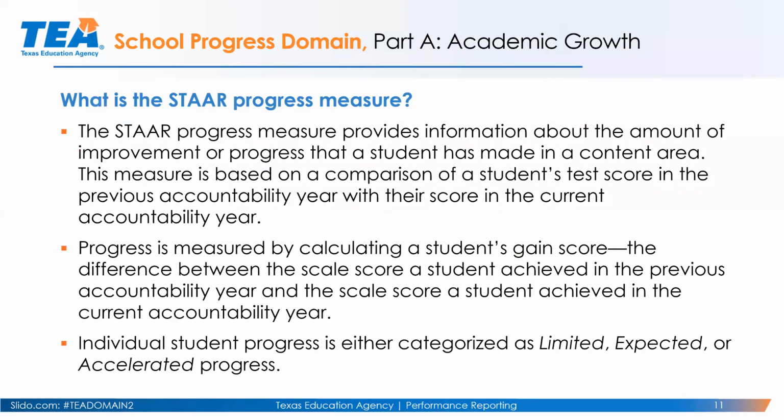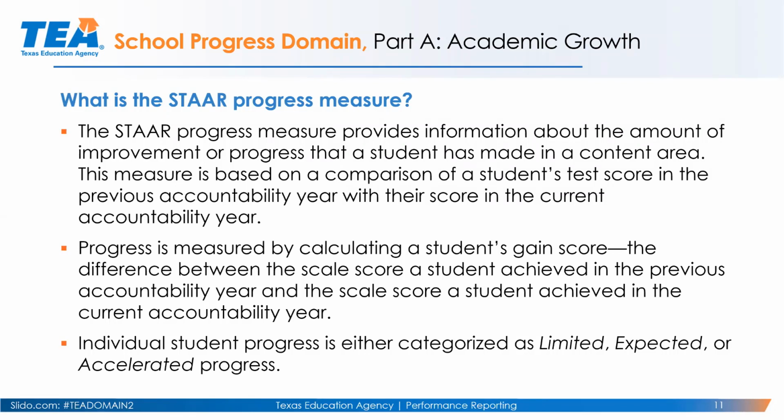So what is the STAAR progress measure? The STAAR progress measure provides information about the amount of improvement or progress that a student has made in a content area. This measure is based on a comparison of a student's test score in the previous accountability year with their score in the current accountability year. In other words, the STAAR progress measure evaluates the improvement or progress a student made from 2018 to 2019.